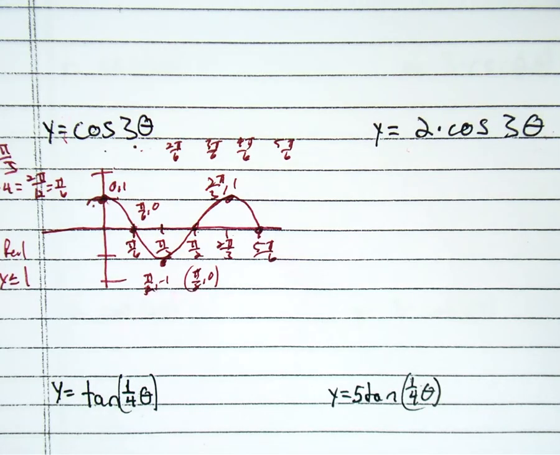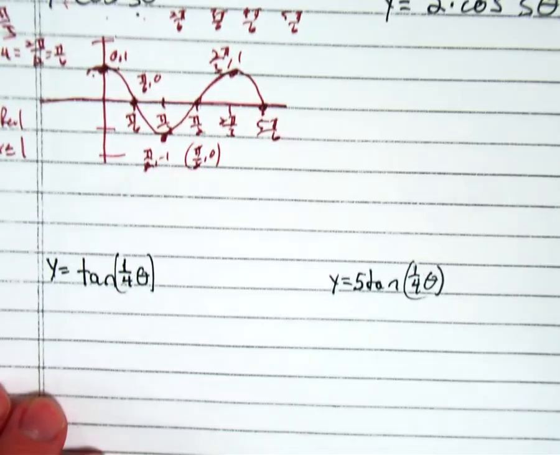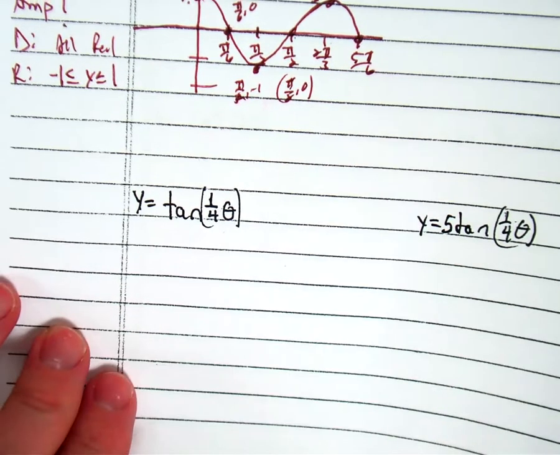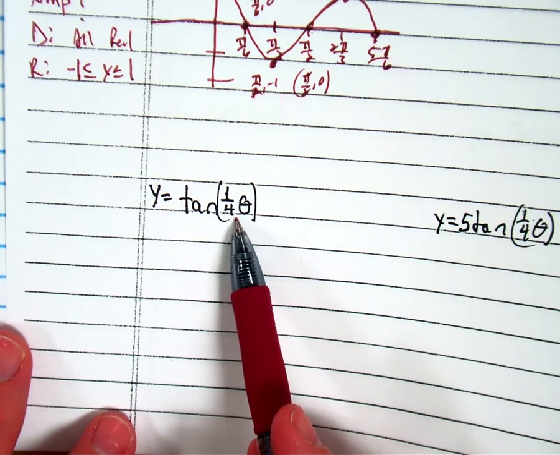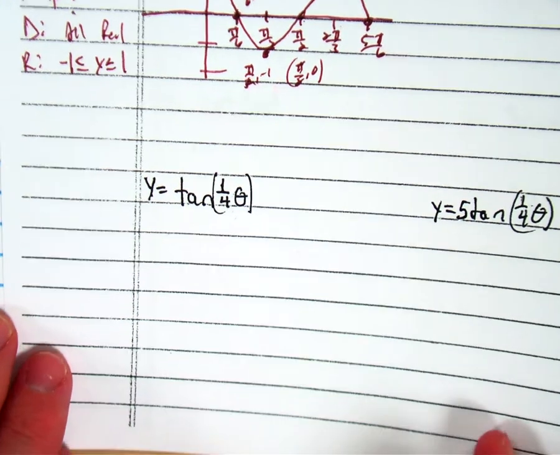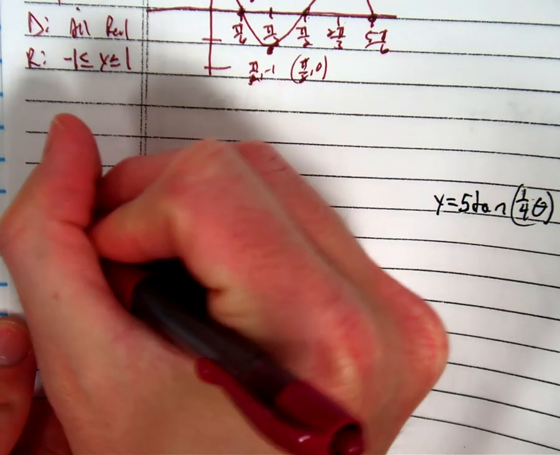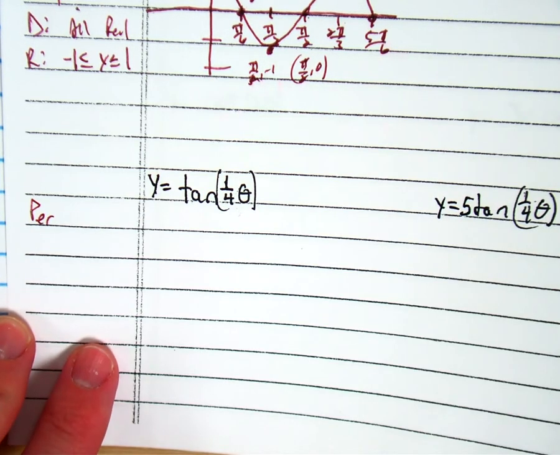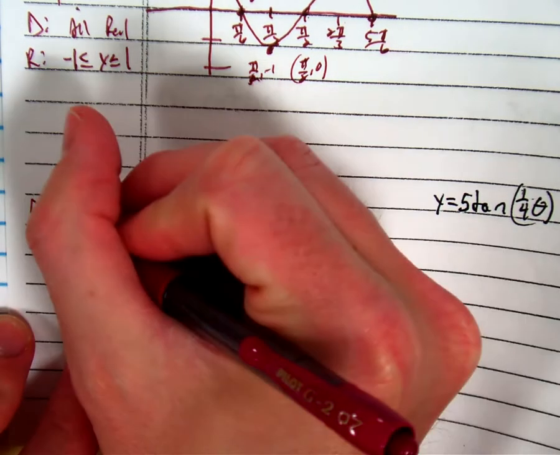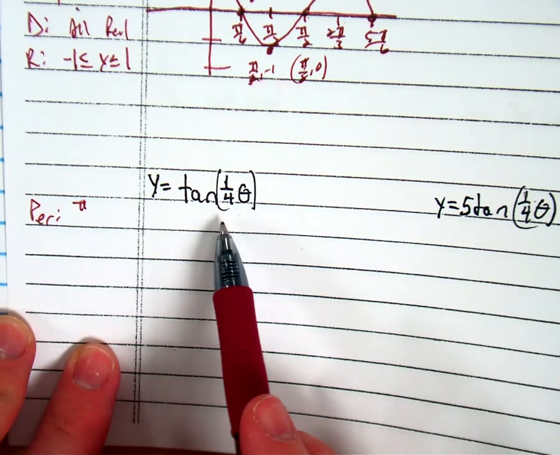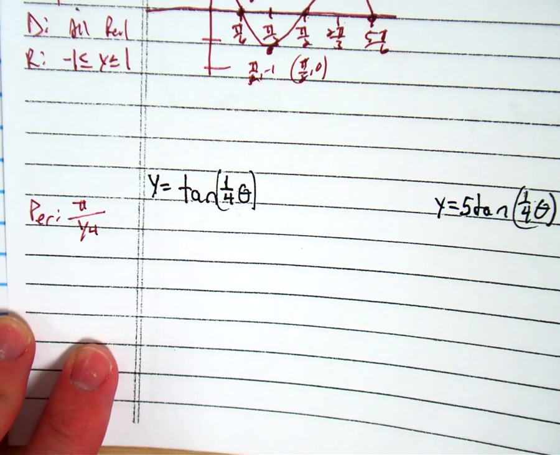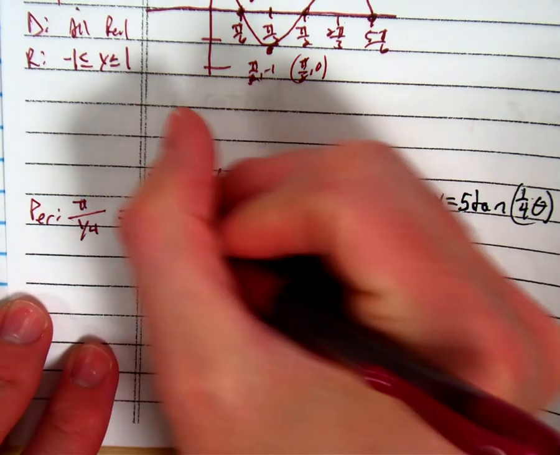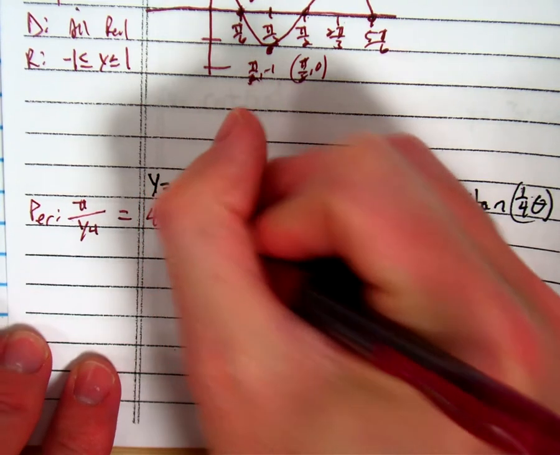Okay. Let's look at a tangent problem. Ooh, 1/4 on the inside. So we're going 1/4 as fast. We're actually slowing down. The normal period for tangent, now tangent and cotangent are the weird ones, the normal period for those is just pi. And I divide by whatever the multiplier is. So 1 pi divided by 1/4, when you divide by a fraction, it actually gets bigger. The period is now 4 pi.